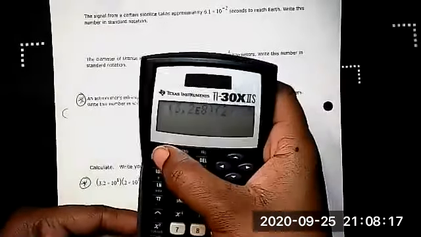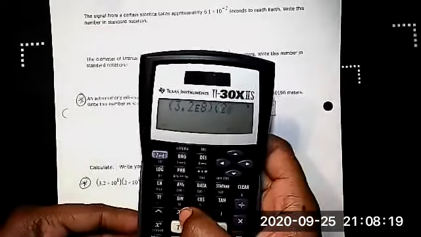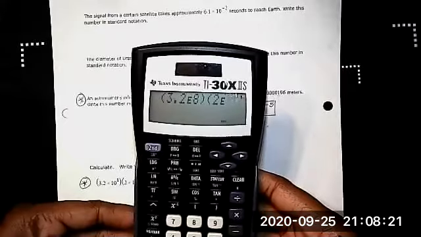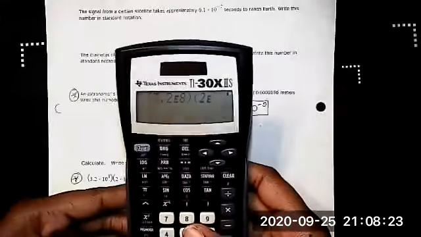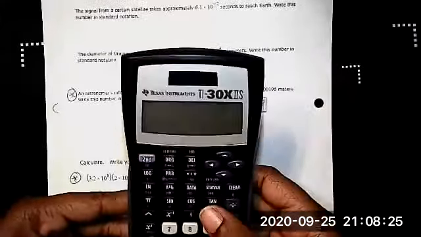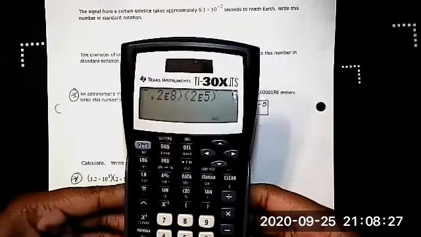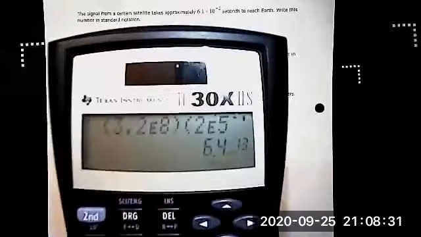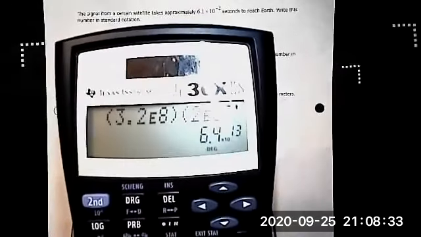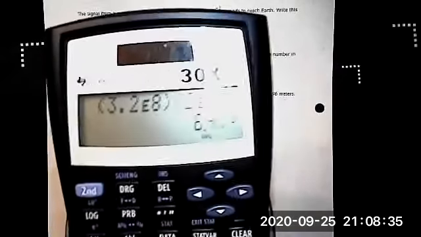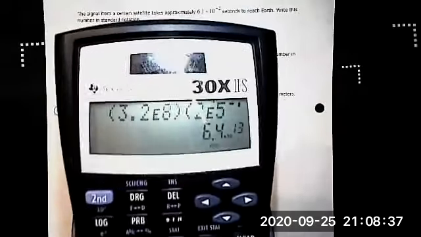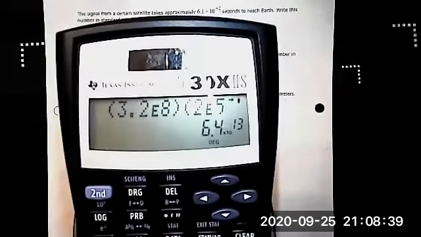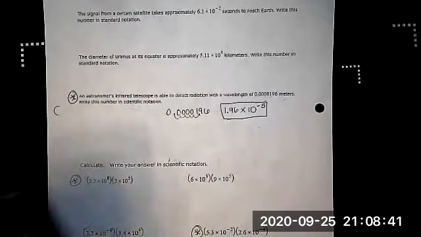2, I'm going to push second, and then that negative X to the -1 again, which is the EE on top, and then I'm going to push the 5 for the exponent, close that off, push enter, and it'll give me my answer, if you can see that. 6.4 times 10 to the 13th. It gives you the answer in the form that you're going to write it in. That's super cool.